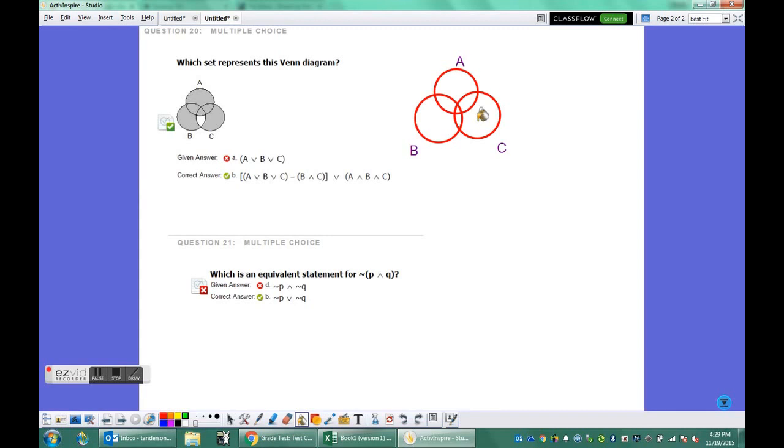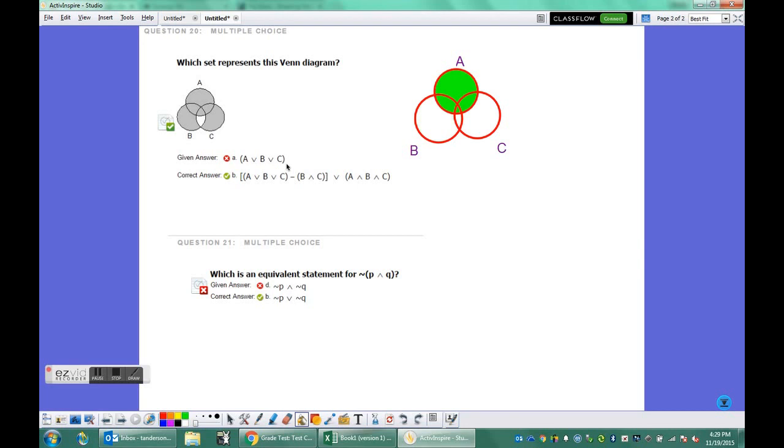There it is. Okay. So for the first one here, it says A. So this is my A. Or I could be in B. Or I could be in C. So basically I could be in any of these 3 circles. This would be my Venn diagram for A or B or C.